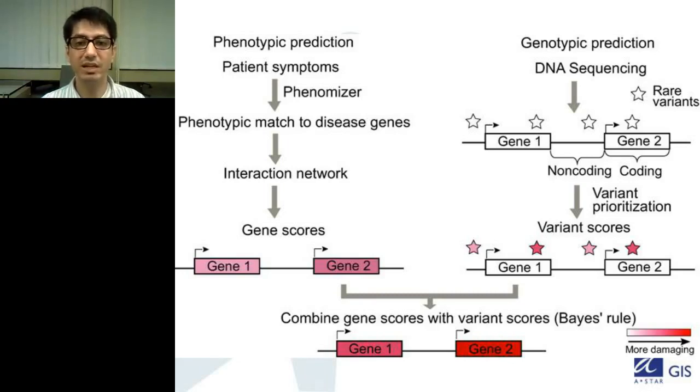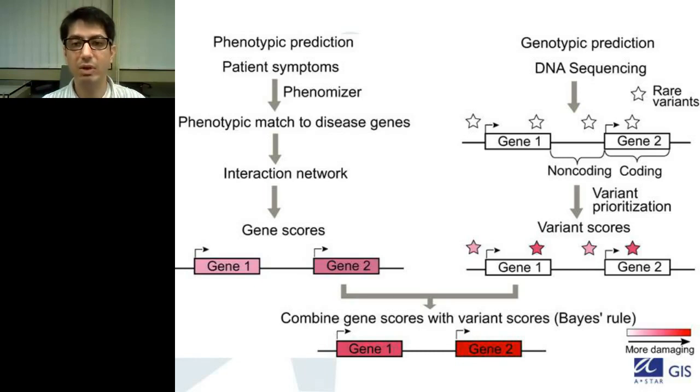We take these probabilities and use a random walk with restart on a gene interaction network to assign probabilities to other genes which have a similar functional role. At the end of this stage, we have assigned a score to each gene, shown in red on the left side. What is the probability of involvement of each gene based purely on the disease symptoms?